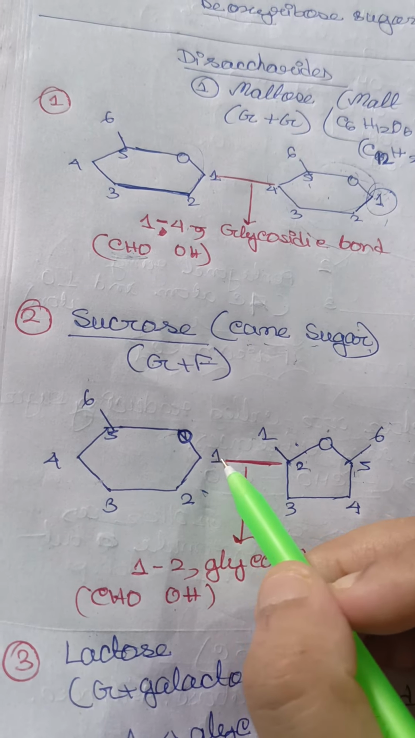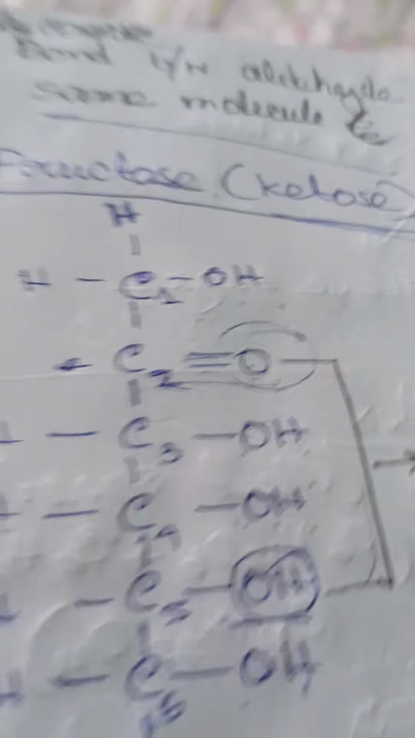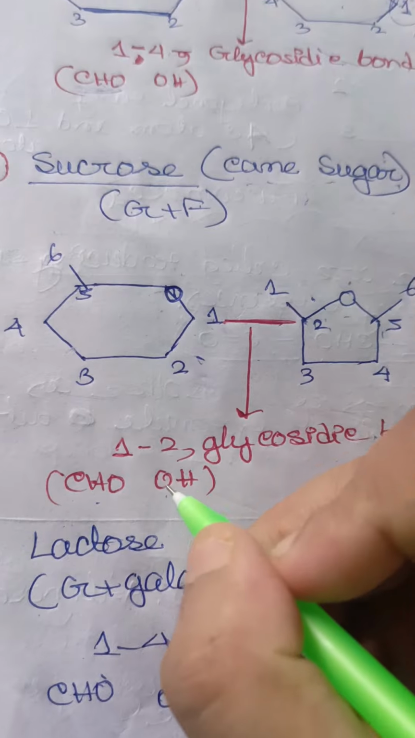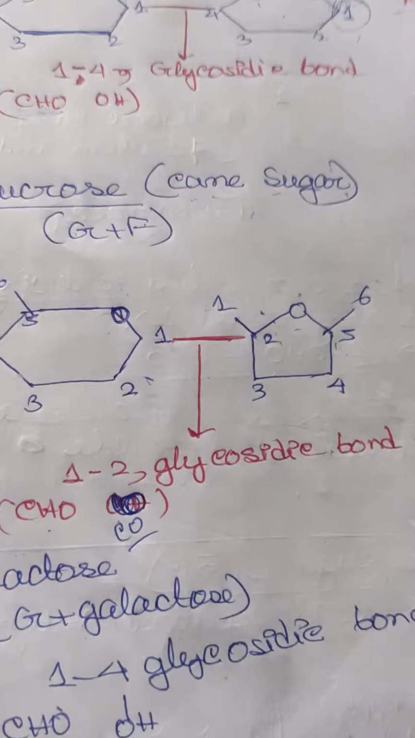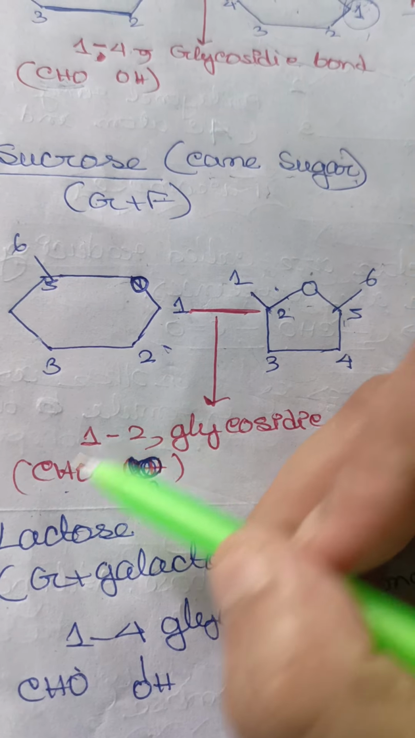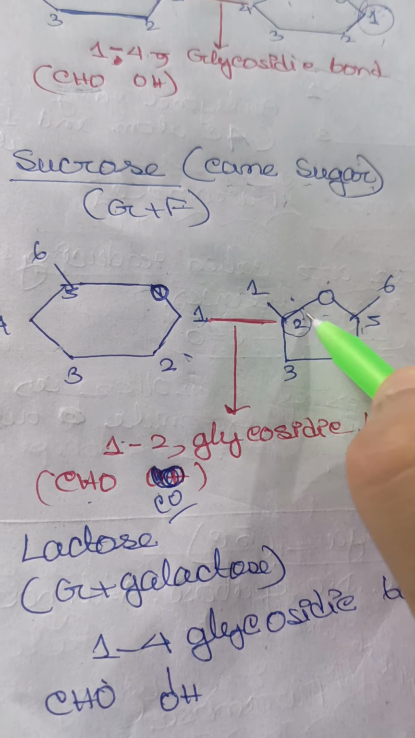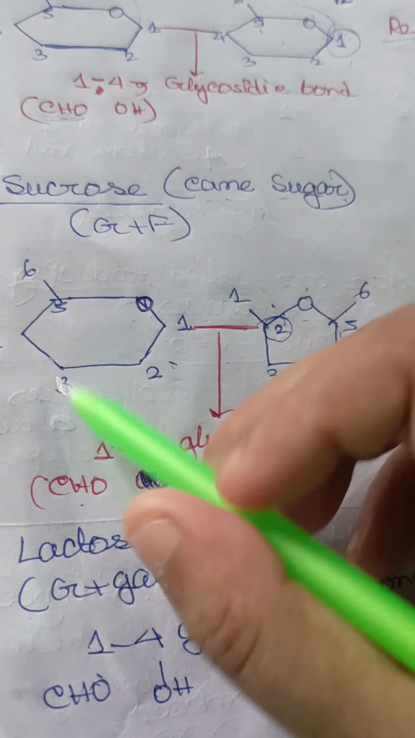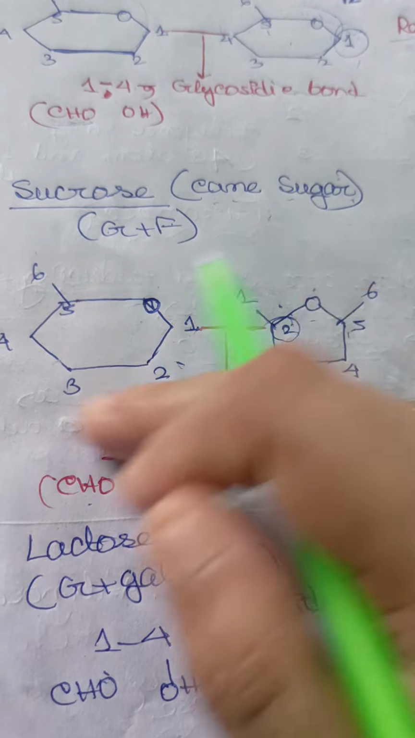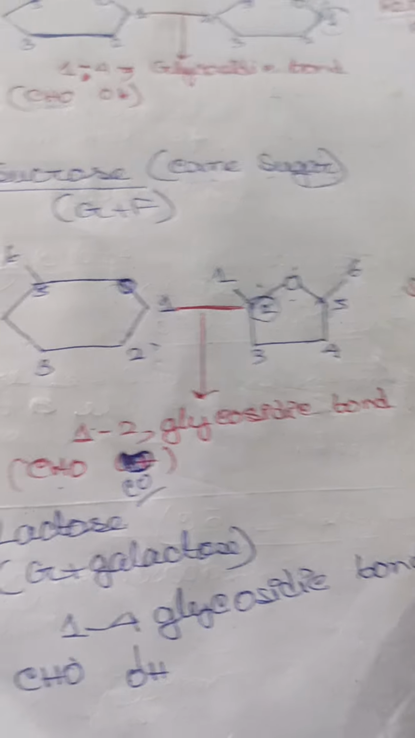In carbon number 1, we know in glucose the aldehyde group is present. In carbon number 2, in fructose, you see the keto group is present, right? So it will be removed. So the aldehyde, the functional group from glucose, is also gone, and the carbon number 2 keto is also gone. And there is no other functional group present. Aldehyde is also removed from glucose, keto is also removed from fructose. So it will be a non-reducing sugar.